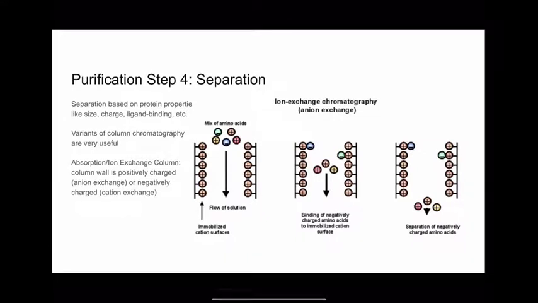Once the proteins are isolated, we can now separate the target protein by taking advantage of its unique properties based on its size, charge, ligand binding affinity, and solubility. Some variants of column chromatography are very useful for this. Absorption chromatography, aka ion exchange chromatography, separates positively and negatively charged proteins from each other. The walls of the column are positively charged in an anion absorption column, since it binds to negatively charged proteins. And on the other hand, the walls of the column are negatively charged in a cation absorption column.